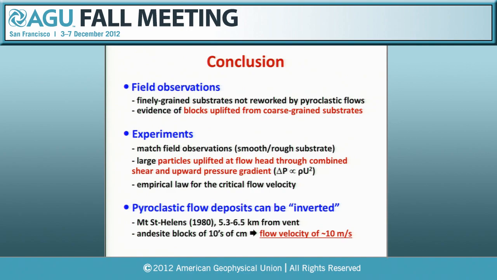In the experiments, the porosity is the same. I mean, if you consider a smooth or a rough substrate, the porosity in both cases is about 40%. You see what I mean? The porosity is the same. So what really changes is the relative roughness that clearly depends on the size of the particles. But the porosity is the same.